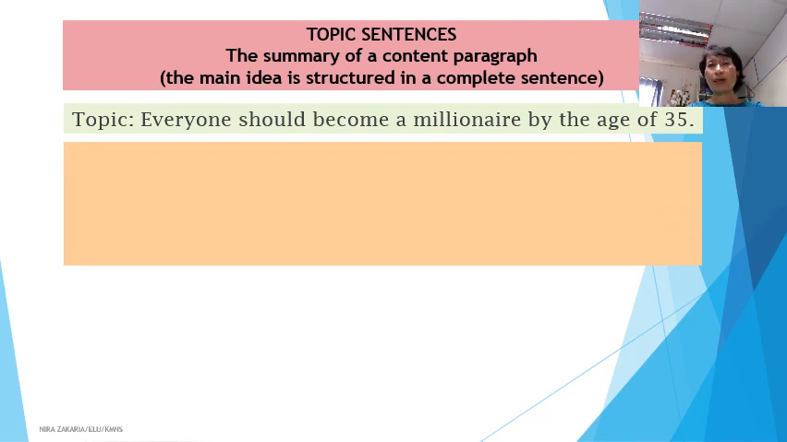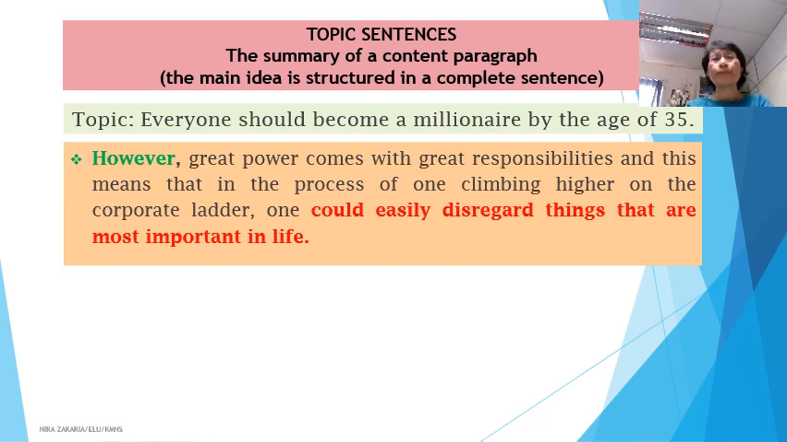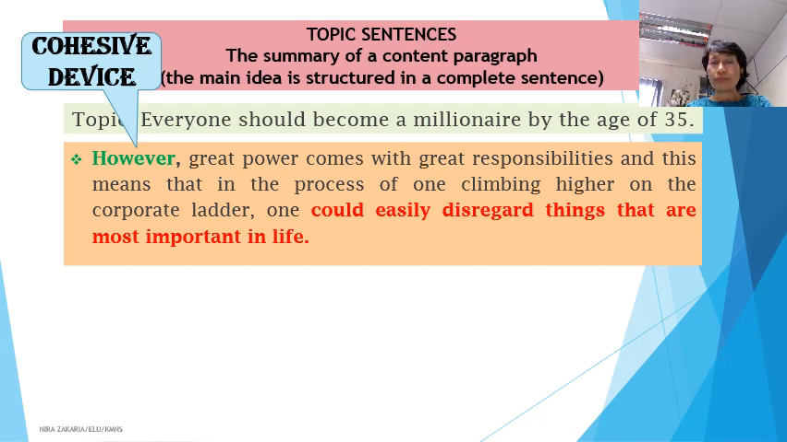I'm using the same examples again. The first one regarding everyone should become a millionaire by the age of 35. So here is the example. However, great power comes with great responsibilities. And this means that in the process of one climbing higher on the corporate ladder, one could easily disregard things that are most important in life. So this is the example of a topic sentence for a paragraph.